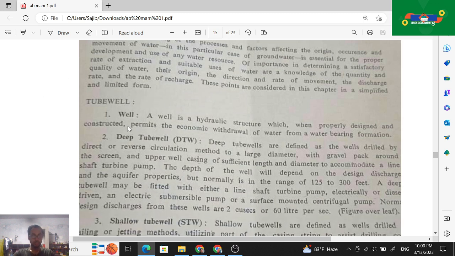So first is well. A well is a hydraulic structure which, when properly designed and constructed, permits the economic withdrawal of water from a water bearing formation.